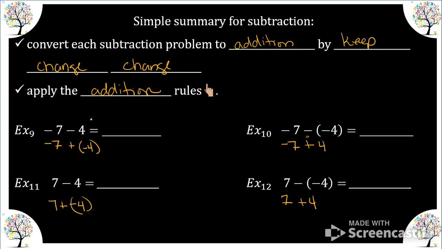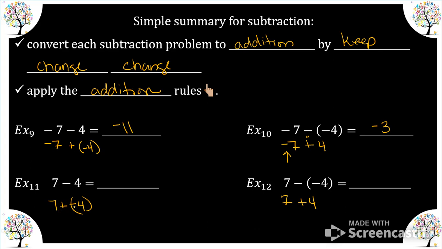So subtraction requires a little bit more thinking. So we have changed all of our subtraction problems to addition by keep, change, change. Now we have negative 7 plus negative 4. Signs are the same, so we add and keep the sign. Number 10, signs are different. We subtract and keep the sign of the one we have more. We have more negatives, so we have negative 3.